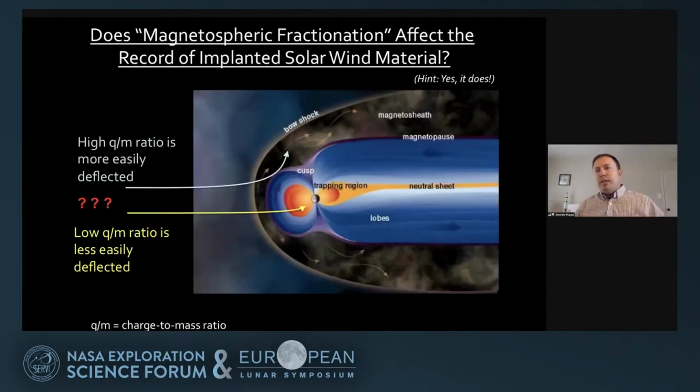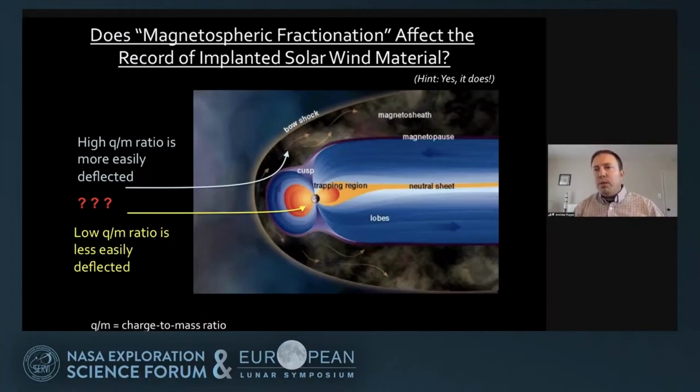So that begs the question, and something we coined magnetospheric fractionation. Fractionation is a general type of process where anytime you get differing responses based on the mass of an isotope, you can separate isotopes and get different ratios. Here we coined the term magnetospheric fractionation, which depends not only on the mass of the isotope, but also on the charge state, because we're talking about electromagnetic interactions.